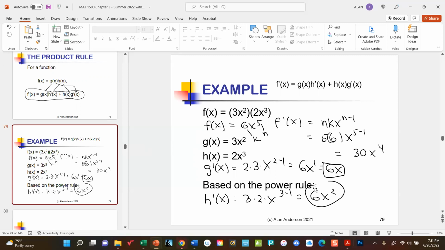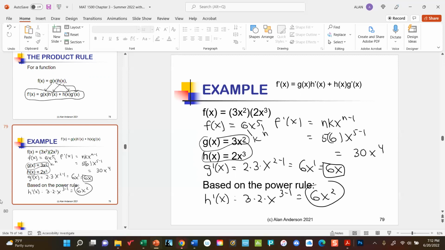Okay, well, sometimes it works that way, sometimes it doesn't. Because clearly f of x could be rewritten as 6x to the fifth, and then you can use the power rule. But if you want to use the product rule, you have to evaluate the derivatives of both h of x and g of x. And so if the first term is g of x, the second is h of x, then g prime using the power rule ends up being 6x to the first, or just 6x.